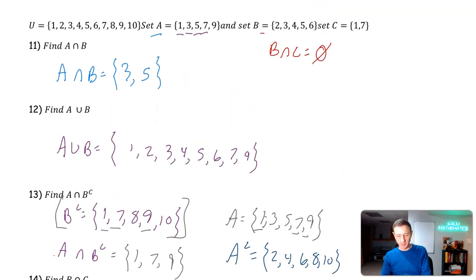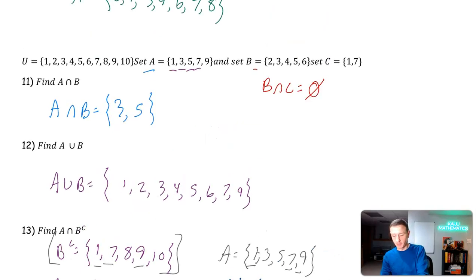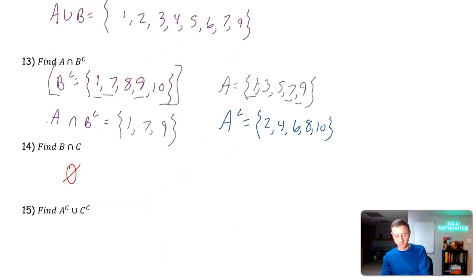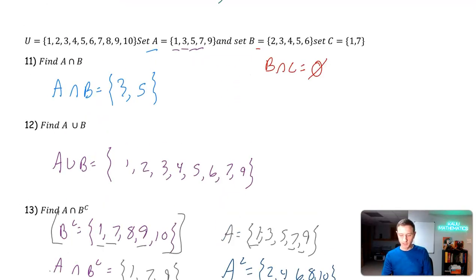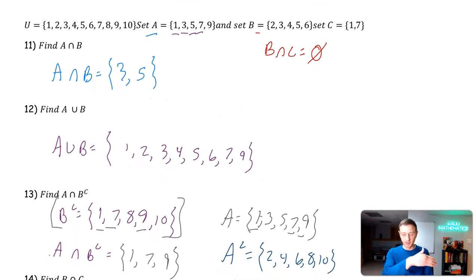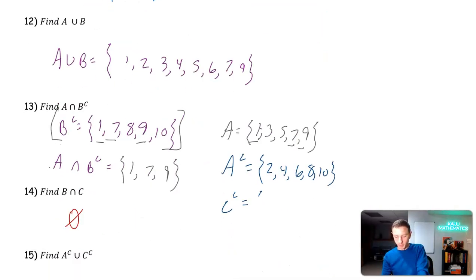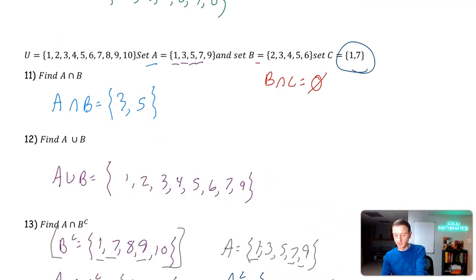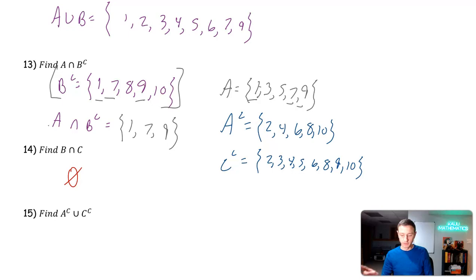Did we do C complement? No, we did B complement. So C complement, let's write that. I was right over here. So what is C? C is 1 and 7. So C complement would be everything in that universal set not 1 and 7. So there's going to be quite a few elements here. It's going to be 2, 3, 4, 5, 6, not 7, 8, 9, and 10. Just double check. C is 1 and 7. So yep, everything else, not 1 and 7.